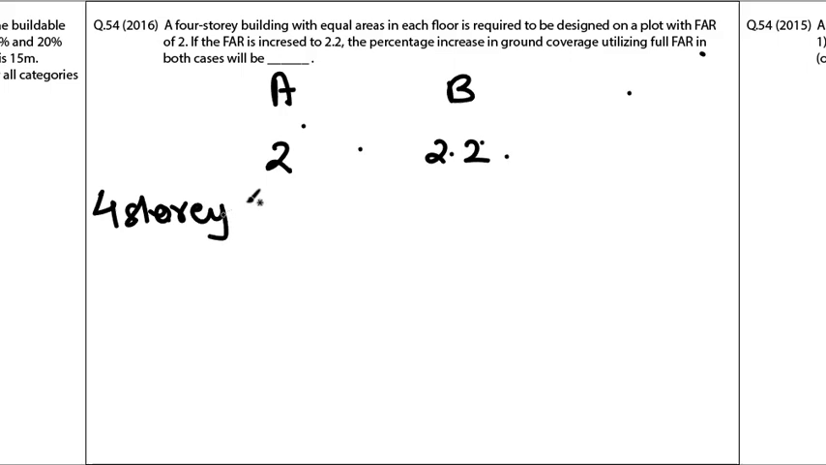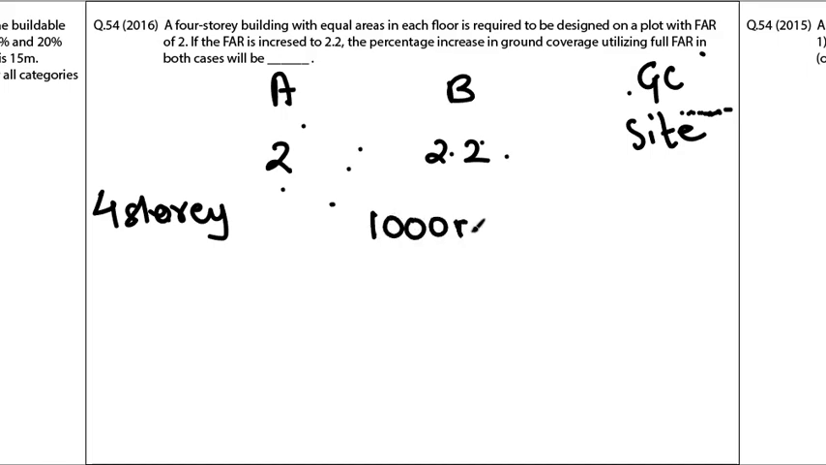Since they have not mentioned ground coverage or site area, you can assume these factors. There is nothing wrong in assuming factors. Unless it is mentioned in the question, you can assume it for your convenience. So I am assuming here a 1000 meter square plot. The total built up will be 1000 into 2, that is 2000 meter square, and in this case it will be 2200 meter square.